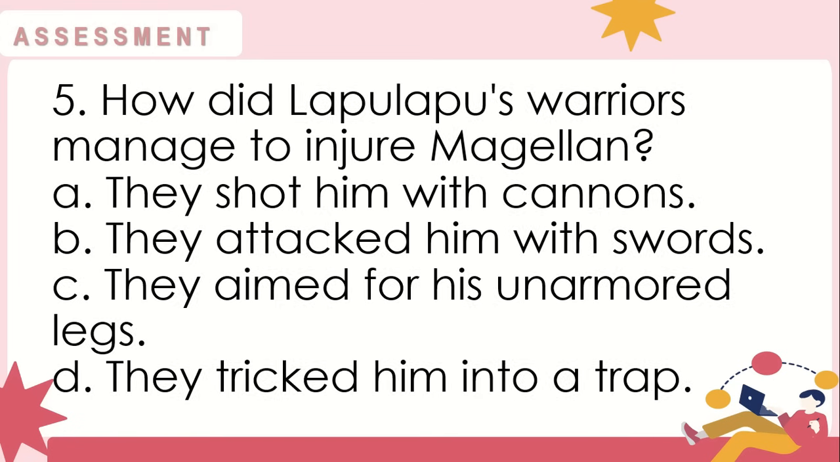How did Lapu-Lapu's warriors manage to endure Magellan? A. They shot him with cannons. B. They attacked him with swords. C. They aimed for his unarmored legs. D. They tricked him into a trap.